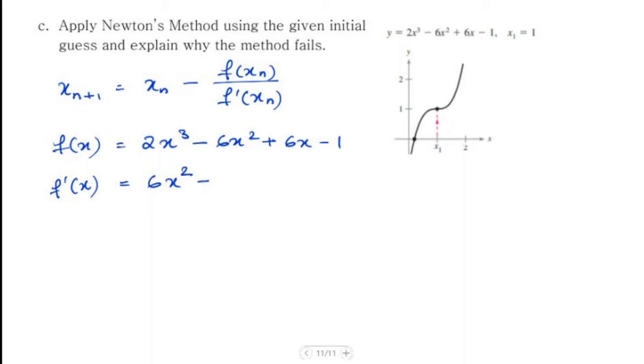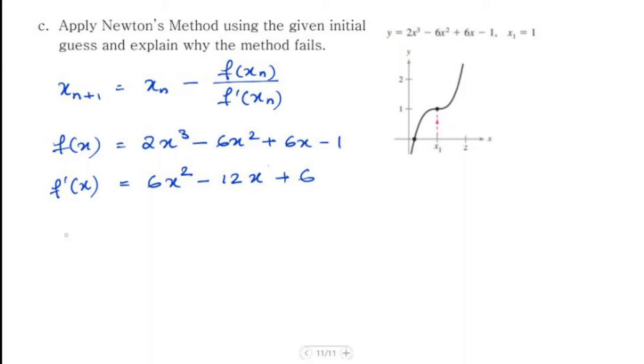Then we have here minus 6 times 2 is 12. And then here 2 minus 1 is 1, so I'll just write the 1. And here we have 6x, so that would be 6 alone. That's the derivative. Now, before I start going ahead with the table, I'll just work for the first part here.